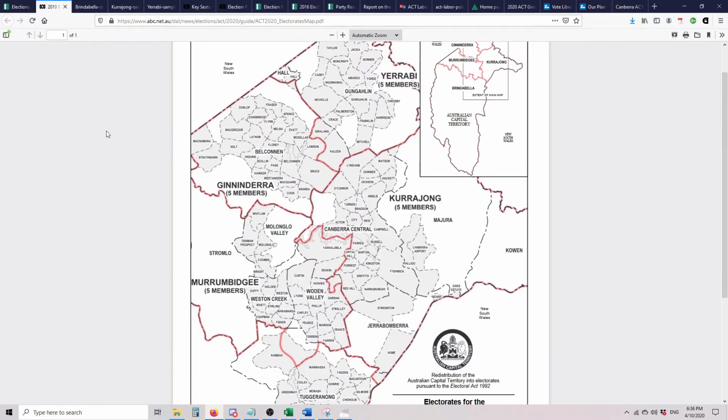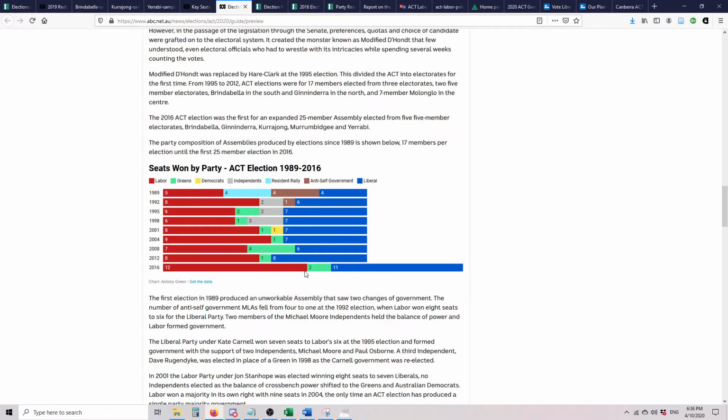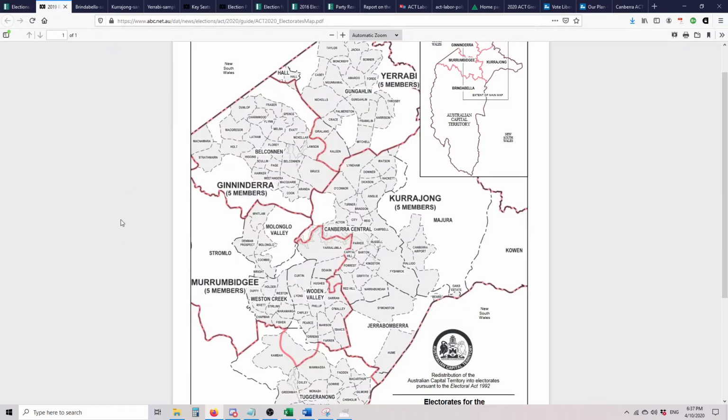So, as you can probably tell from this graph here, their current standing for the Parliament is 12 Labor, 2 Greens, and 11 Liberal, and that means we have a Labor-Greens coalition together. That's not the coalition in the federal sense, where we've got the coalition between Liberals and the Nationals. It's a coalition as in 2 organisations working together to pass legislation.